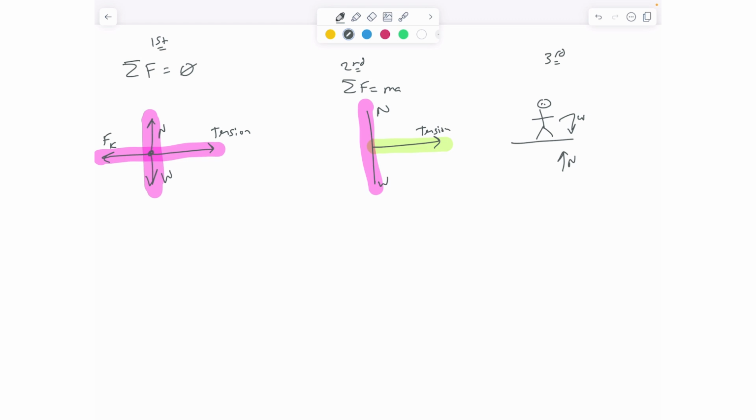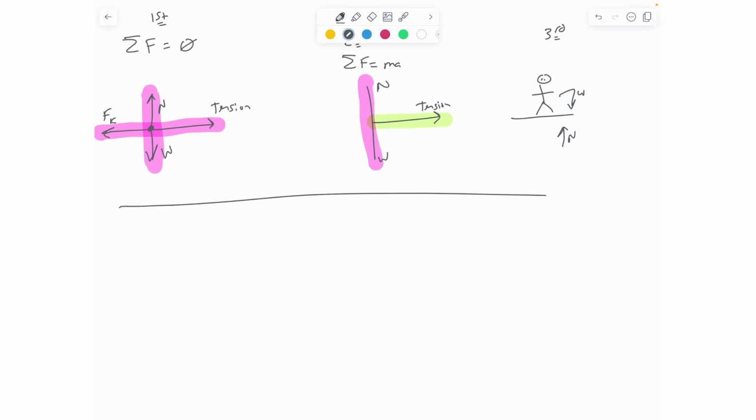Equal and opposite forces. So if something is pushing down with some force, something is pushing back up in the opposite direction. You use these three laws, the first law, the second law, and the third law, to solve these physics problems. Okay, let's talk about some different types of forces that you may encounter.